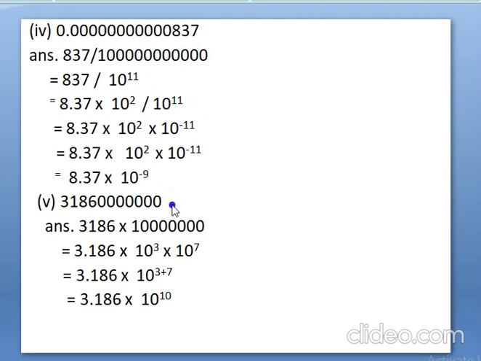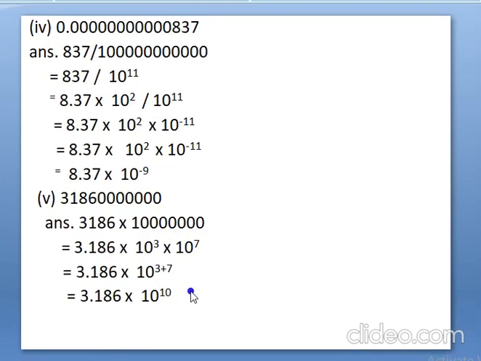Now the fifth one is 3186 and you are having 7 zeros. So 3186 into 1 followed by 7 zeros. For keeping the decimal, we are moving it 3 digits to your right. So it is 3.186 into 10 to the power 3 into 10 to the power 7. So 3.186 into 10 to the power 3 plus 7, so 3.186 into 10 to the power 10.